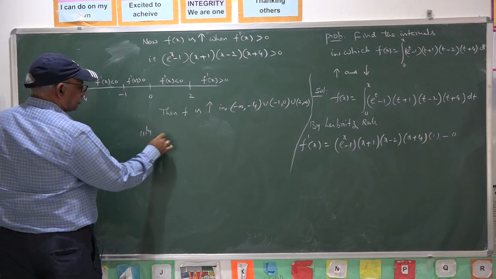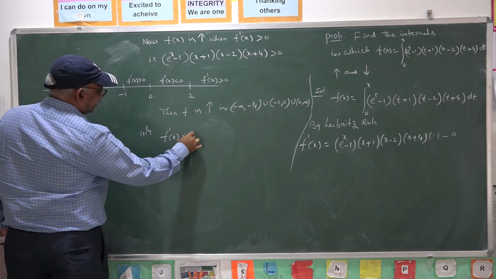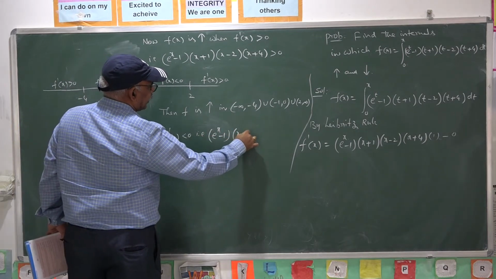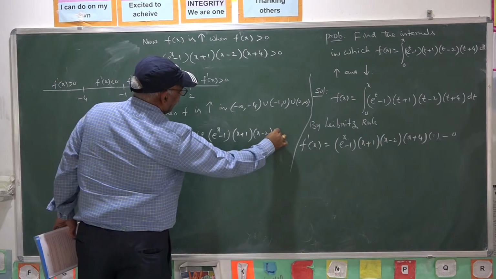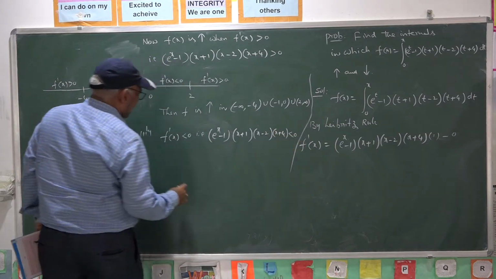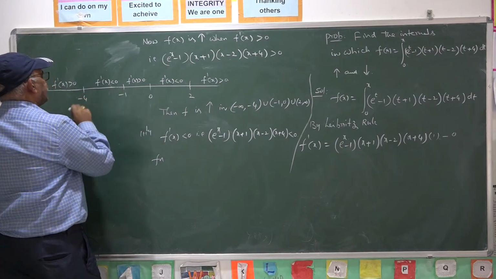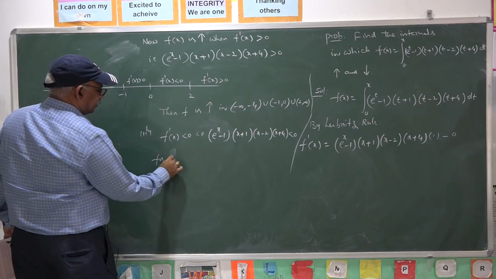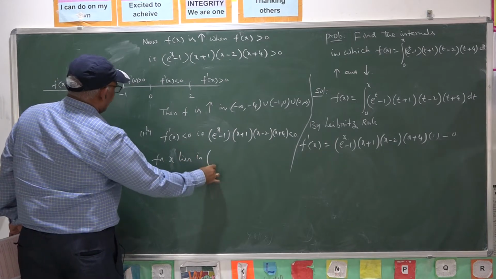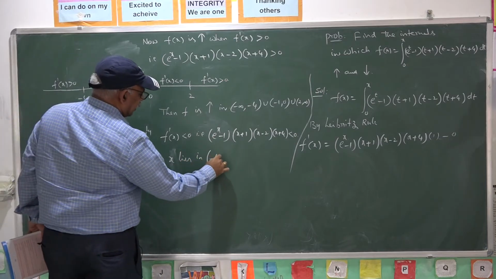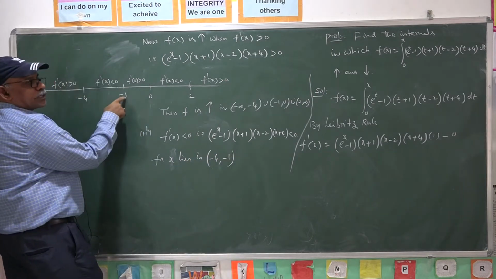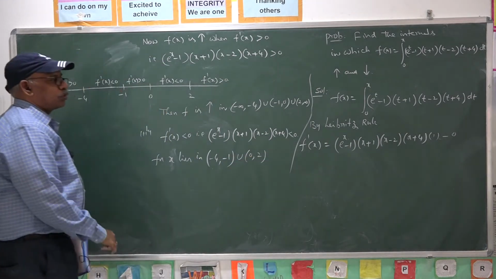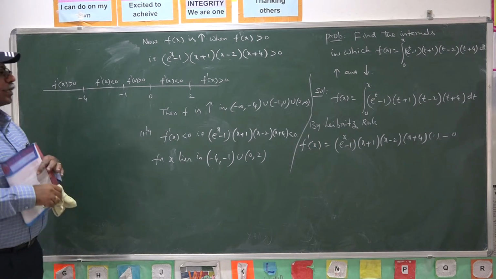Similarly, f dash x is negative, that is (e power x - 1)(x + 1)(x - 2)(x + 4) is negative for x lying in the interval minus 4 to minus 1 union 0 to 2. So f is increasing in this interval.